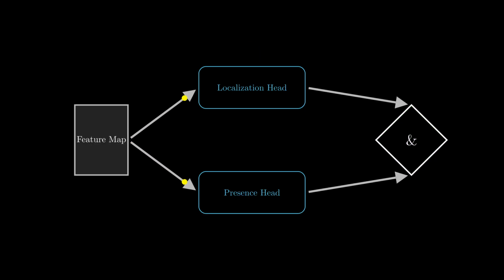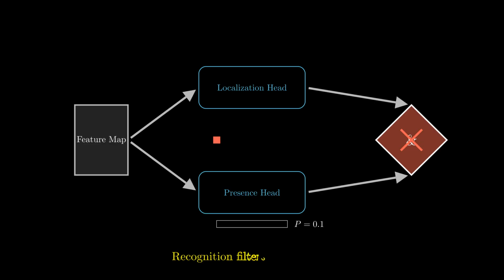Now, consider a tricky case, perhaps background noise that looks slightly like an object. The localization head, designed to find boundaries, still suggests a box. It's hallucinating a location. However, the presence head sees through the noise. It assigns a low existence score. When the box reaches the gate, it is rejected. By validating existence before committing to location, SAM3 significantly reduces false positives.